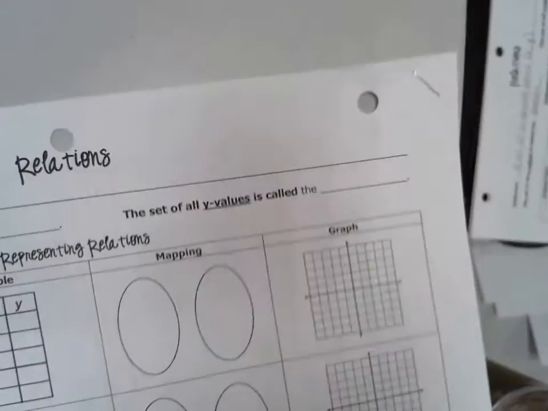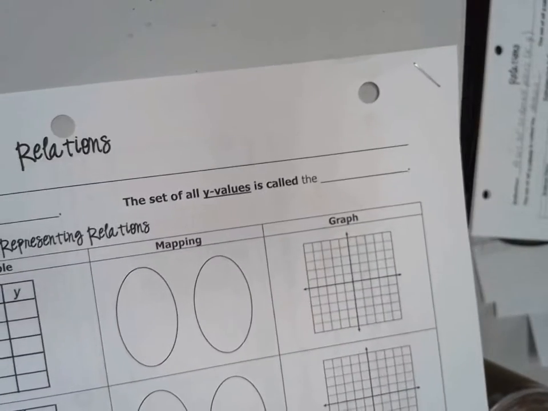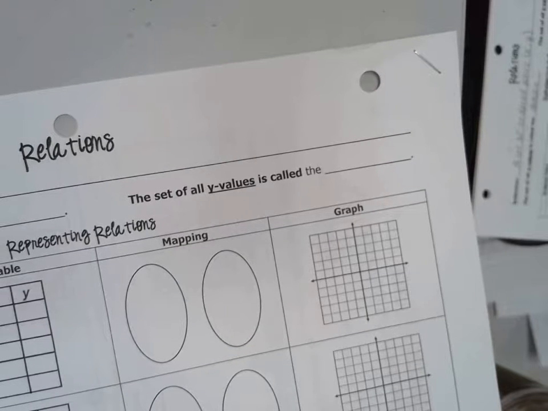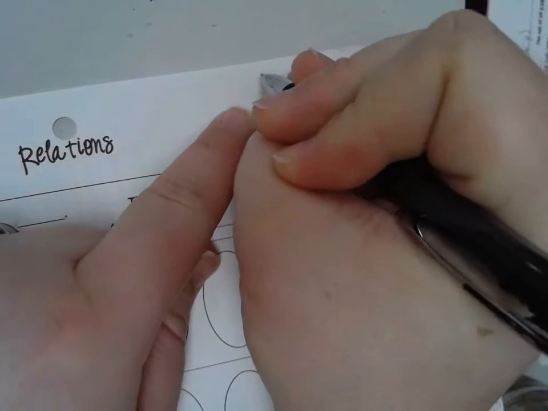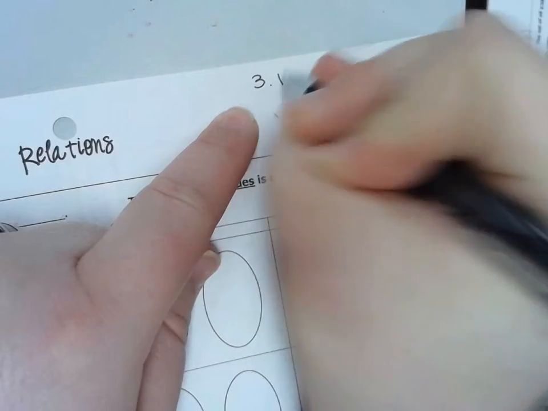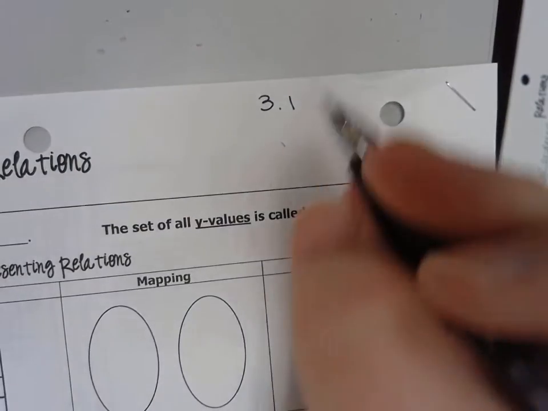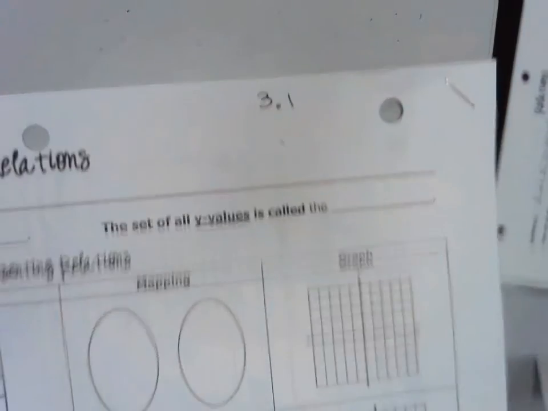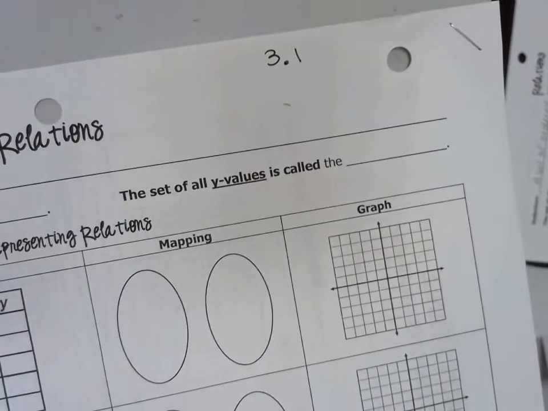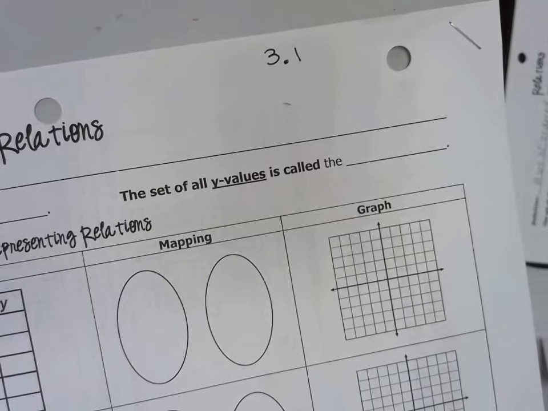Okay, so we are looking at relations today. Let's go ahead and do 3.1 in the top right corner. That way you know it's Unit 3, Section 1, so you know which notes are from Unit 3. That might be a little easier.